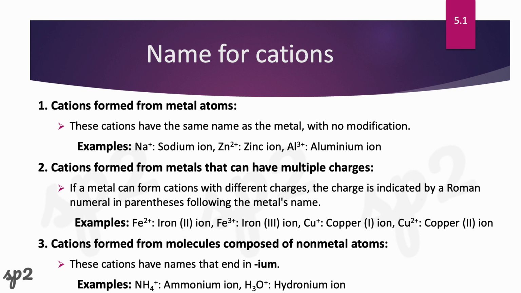Okay, and then I have another class. This is the last one for the cations, those that form from molecules composed of non-metal atoms. So we have to be careful here. For these cations, the name must end with -ium. Examples: I have ammonium. The -ium at the end of the name stands for the positive charge of ammonium. So ammonium ion, hydronium ion. These are examples with non-metal atoms such as nitrogen and oxygen, so we have to specify them using -ium at the end.